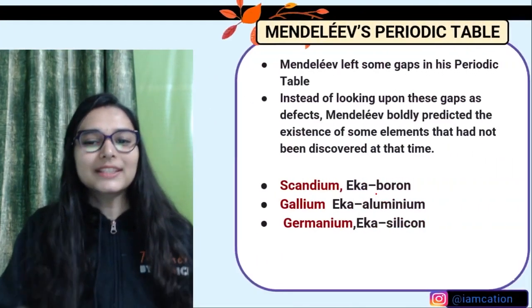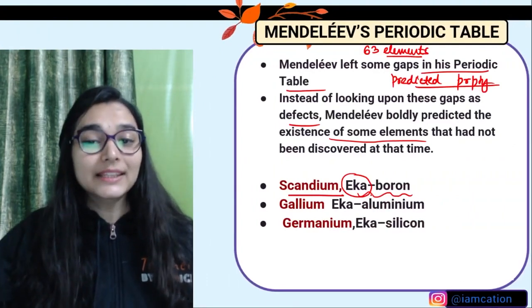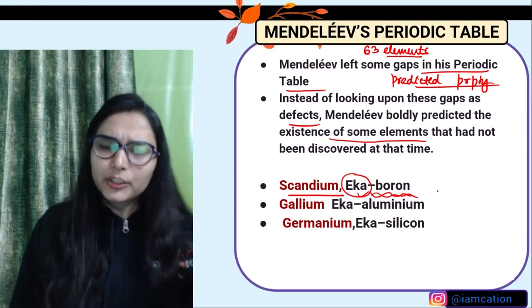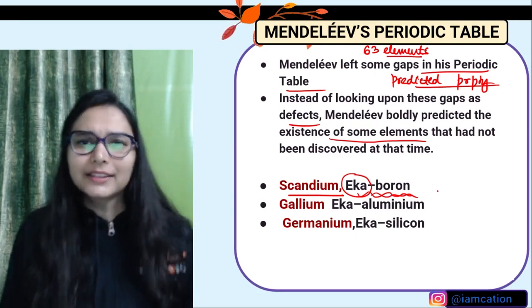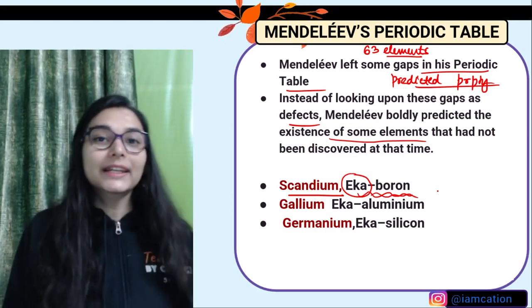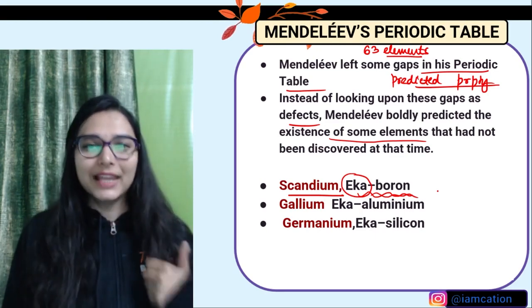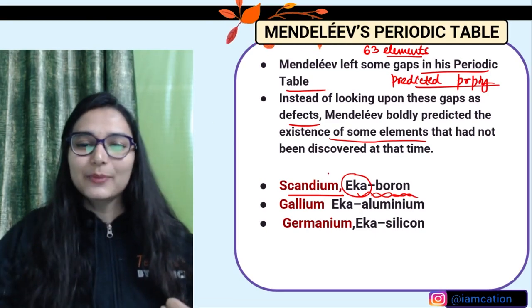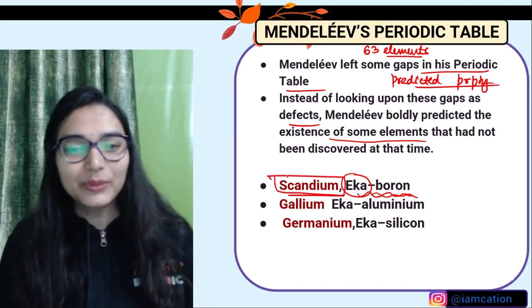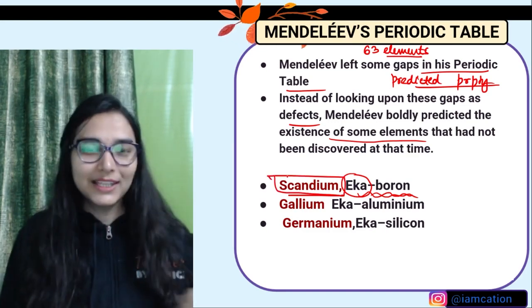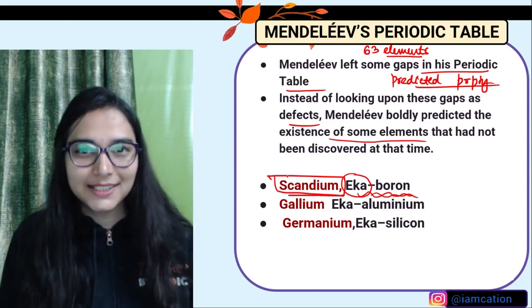Okay, so what did he say? He said that I'm naming this element as Eka boron. These are the properties. This is the melting point. This would be the oxide. This would be the chloride. This would be the density. And you will discover it in future with this resemblance. And the same thing happened. The element that you call as scandium today is nothing but Eka boron predicted by Mendeleev along with the properties.